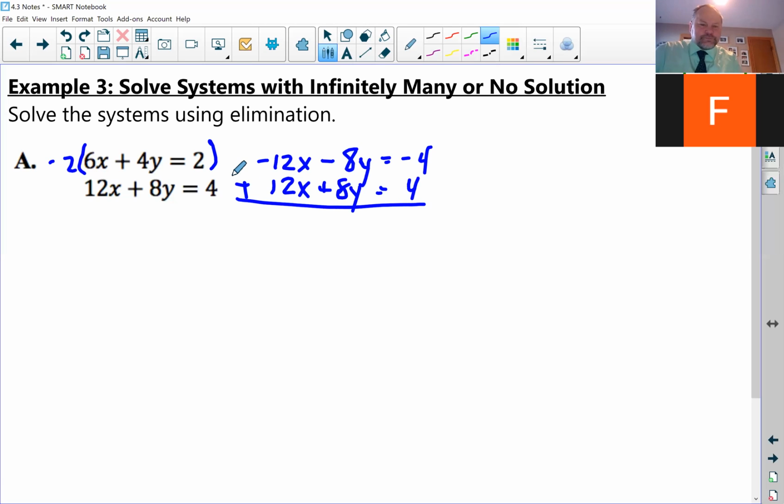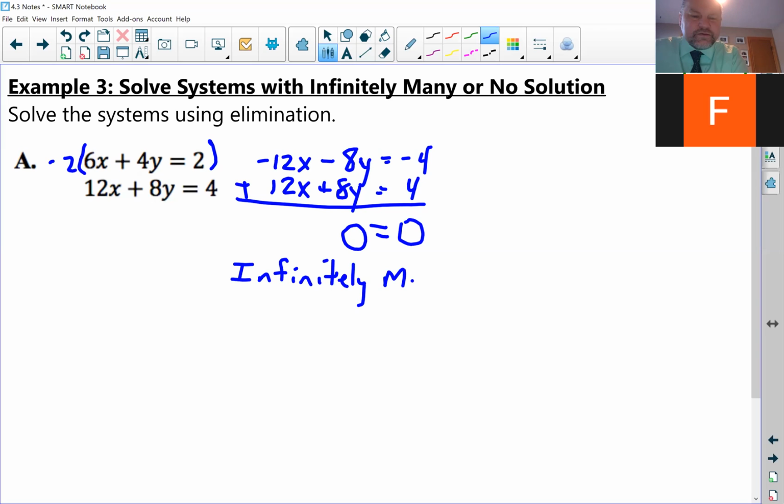Add. Negative 12x plus 12x, that's 0. Negative 8y plus 8y, that's also 0. So I have 0 on my left-hand side. Negative 4 plus 4 is 0. So I have a case of 0 equals 0, a number equals itself. This is our infinitely many solutions. That's one way you can write it.